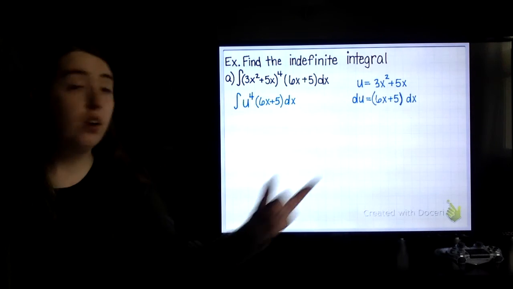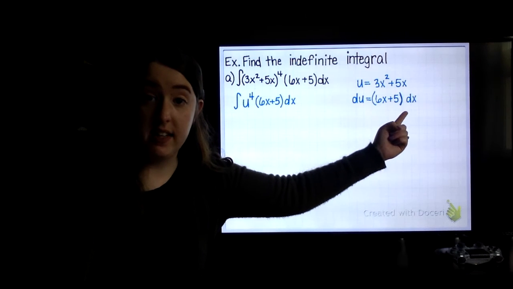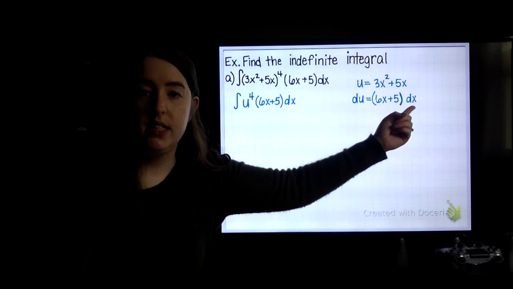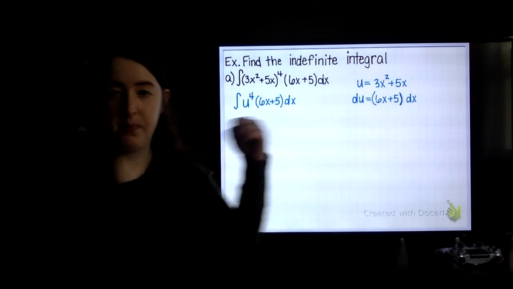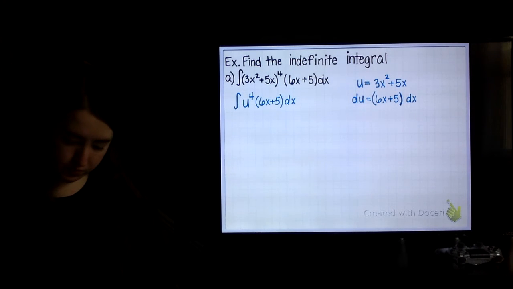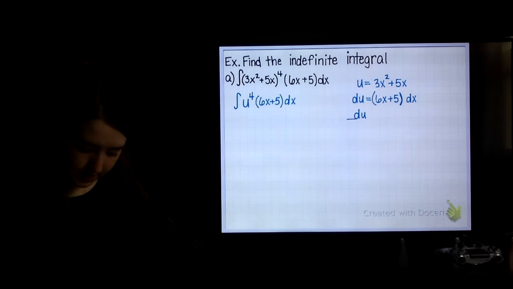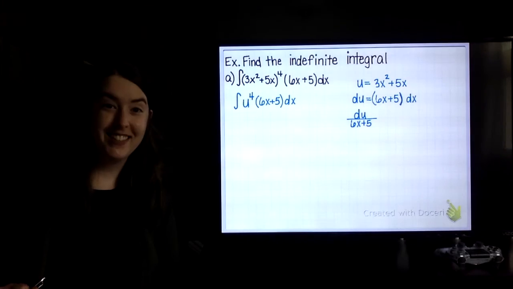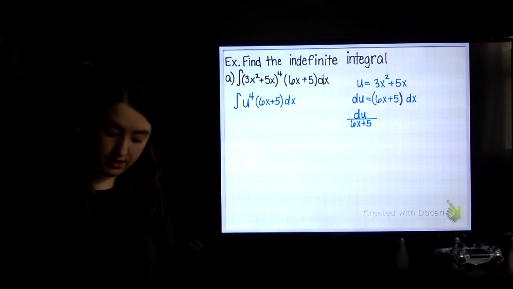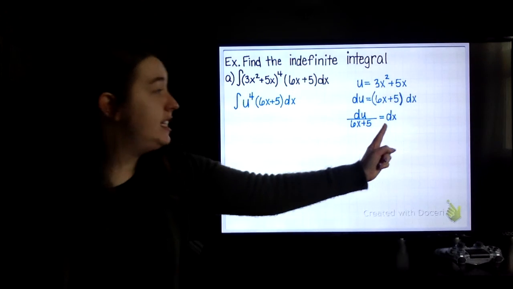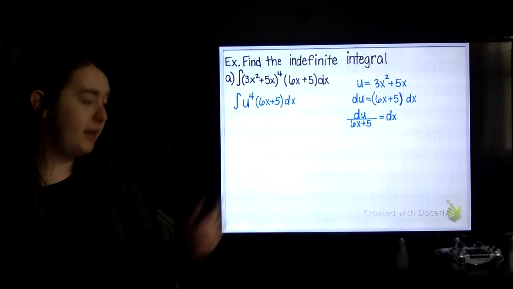Well, over here, we could get dx by itself, right? dx is being multiplied by 6x plus 5, so to get dx by itself, I need to divide by 6x plus 5. So du divided by 6x plus 5 equals dx. Now I'm going to take what dx is equal to and substitute it in.